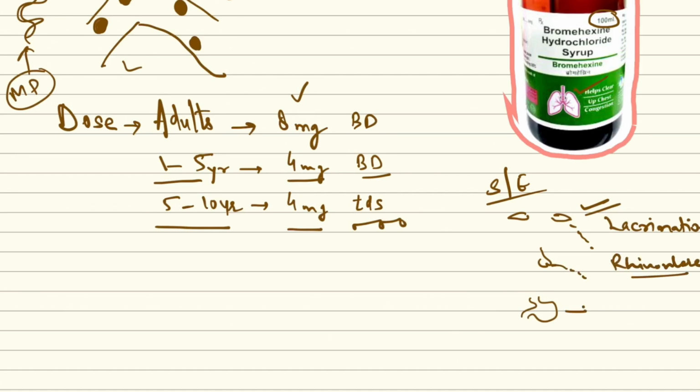In the gastrointestinal tract, there is a mucus layer which prevents acidic damage to the stomach. But when we give this bromhexine syrup, it breaks down this mucus layer and thus predisposes the patient to ulceration, that is, it can cause peptic ulcer disease, since it breaks down the mucus, which is protective for the stomach. It can also cause hypersensitivity reactions. So this was about bromhexine.